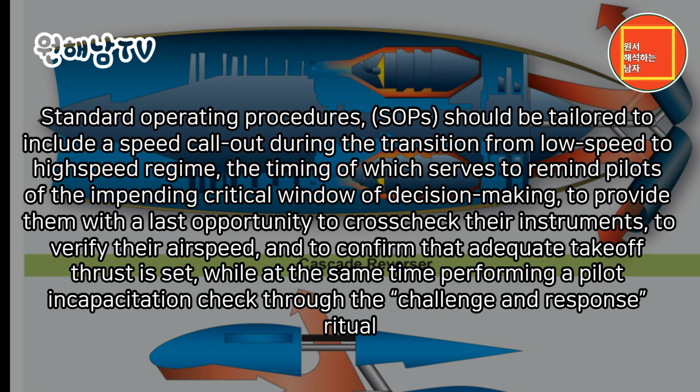Standard operating procedures, SOPs, should be tailored to include a speed call-out during the transition from low-speed to high-speed regime, the timing of which serves to remind pilots of the impending critical window of decision-making, to provide them with a last opportunity to cross-check their instruments, to verify their airspeed, and to confirm that adequate takeoff thrust is set, while at the same time performing a pilot incapacitation check through the challenge and response ritual.